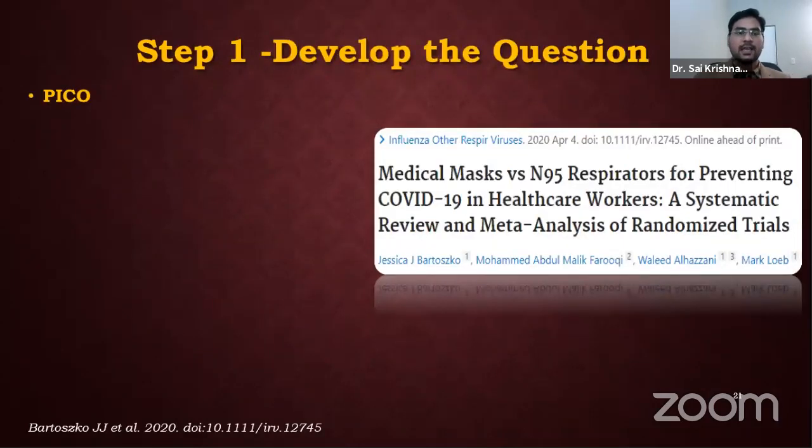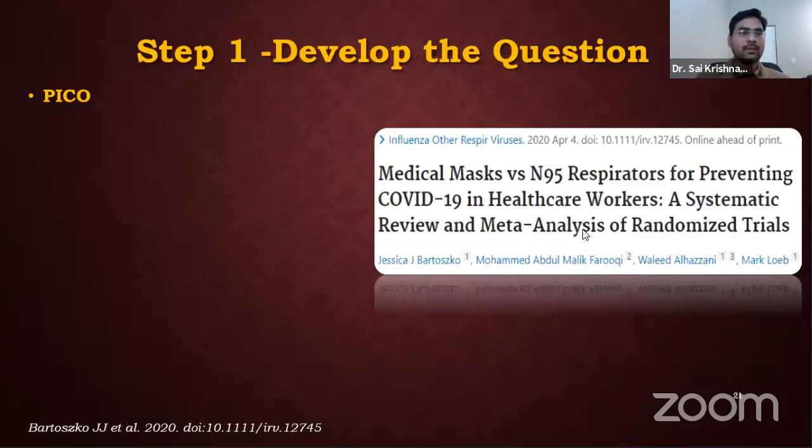So let's start with the first step, that is developing a research question. Here I come up with a relevant example related to COVID-19. Just have a look at this title of a recent systematic review for a while. Whenever you want to do a systematic review, just remember you have to put your question in PICO format. P stands for population, or in some instances patients. I stands for intervention, C stands for comparator, and O stands for outcome.